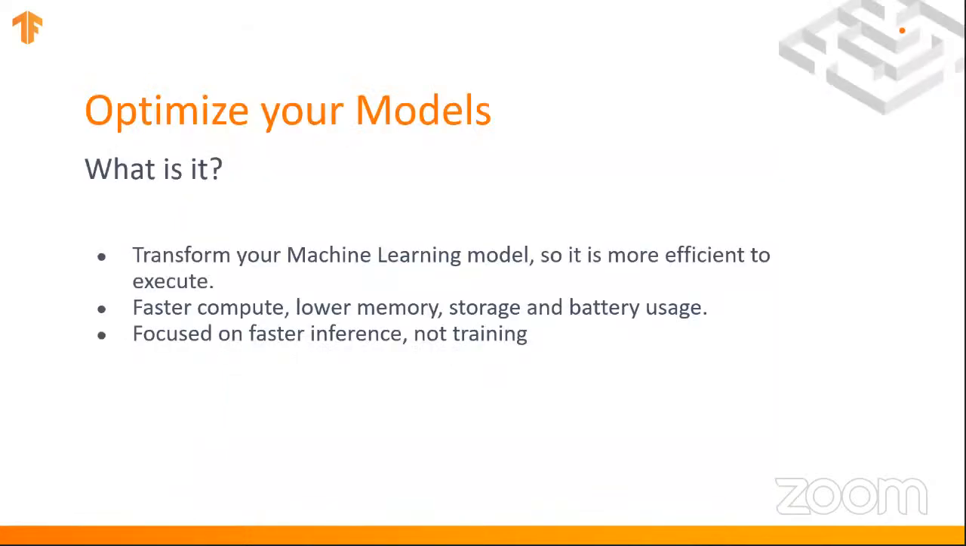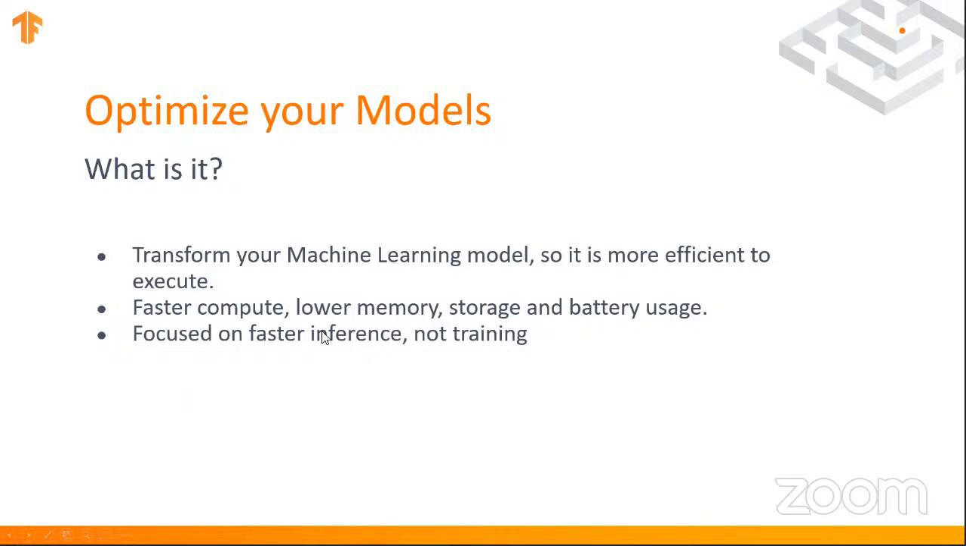So how can you do that? How to optimize your models? There are certain ways you can optimize models; you'll see them one by one. The first thing is to transform your ML models so that they are more efficient to execute. As we have seen, it's millions of FLOPs per second, and the device has to be able to execute that and run fast, with low memory consumption and also low battery consumption.